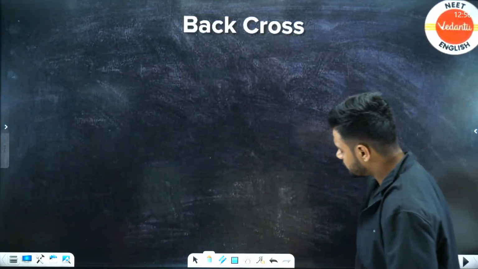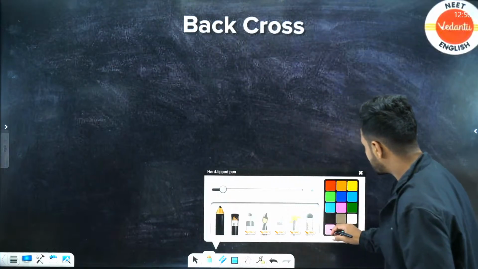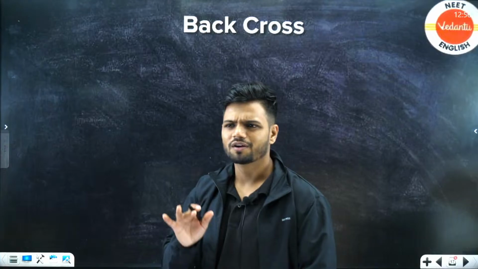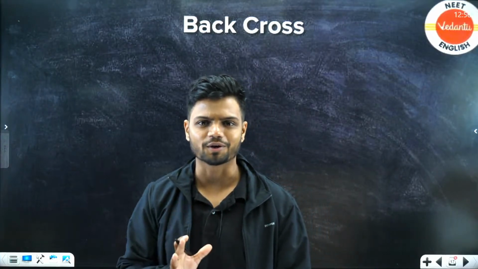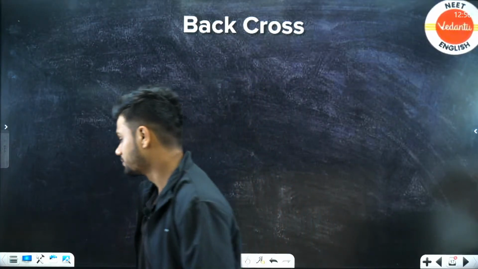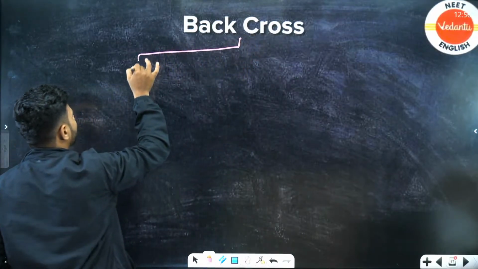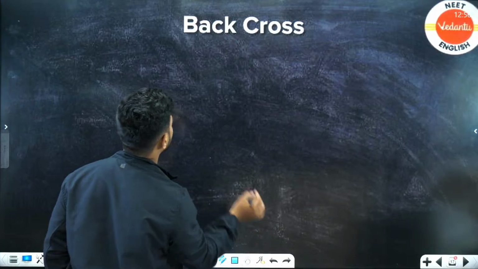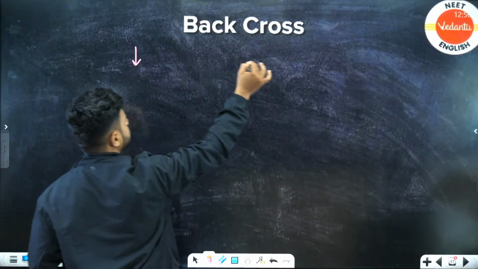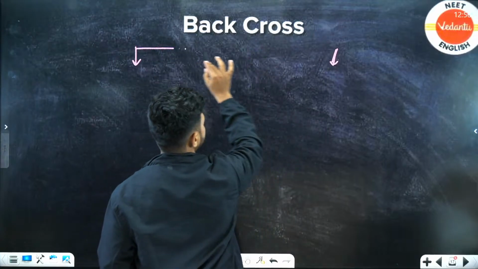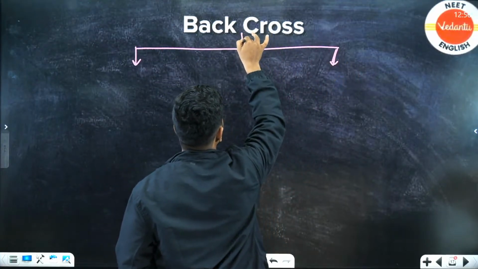Now the next concept arises. There is a very simple concept called back cross. Understand with me. There are two types of back cross. What are these two types of back cross, students?